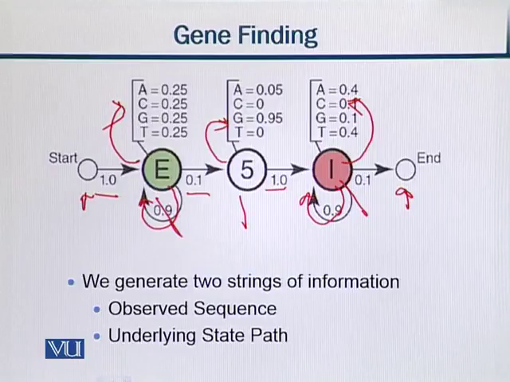So we are generating two sorts of information. Number one, what is the observed sequence, and number two, the underlying state path, that is, which state path we will follow to generate this sort of data.